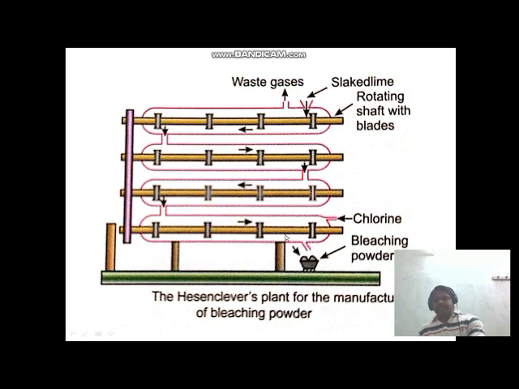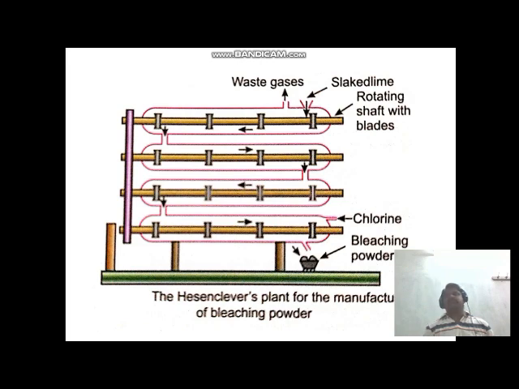Okay, let's see the diagram carefully. Hasenclever's plant. This is very, very important. Why? Because the question will be like this: by using which process can we manufacture bleaching powder? Hasenclever's plant process. And here is one more question: does the chlorine gas pass through the upward position or the downward position?